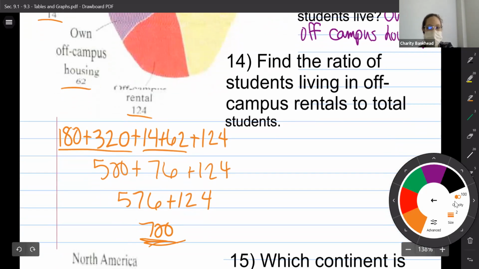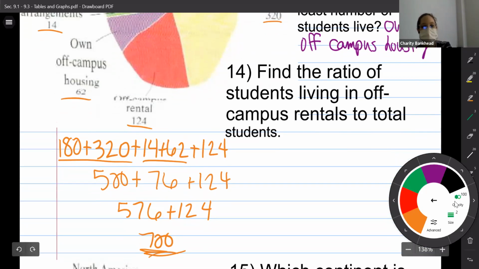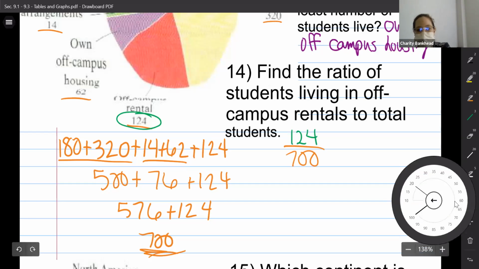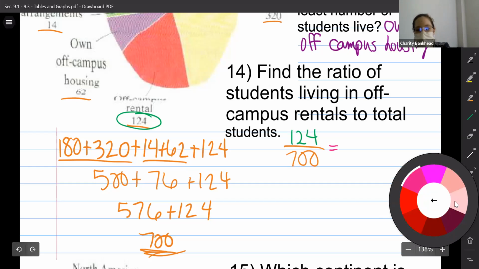So find the ratio of students living in off-campus rentals. So off-campus rentals is 124. So it'd be 124 over the total students, which is 700. And then we would need to try to reduce that. So I think we could reduce by 4s for one thing. Because 4 would go into 124 31 times, and 4 would go into 700, is it 175? Yeah. 31 over 175.